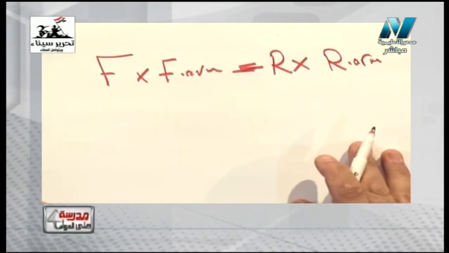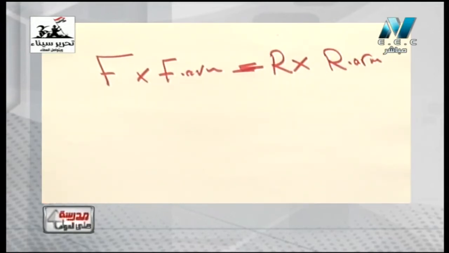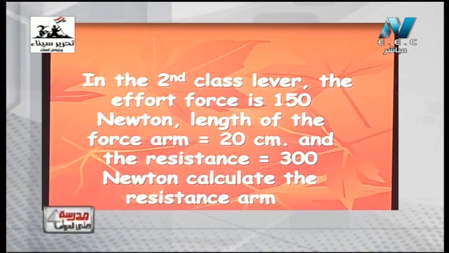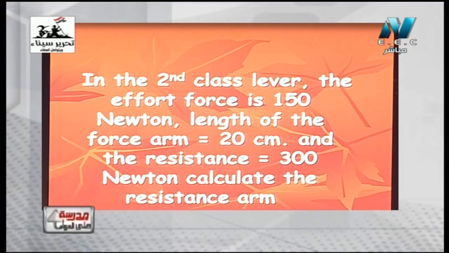Effort force by effort force arm, equal the resistance by the resistance arm. So now, what's after that? The problem says, in the second class lever, the effort force is 150 newton, so I can write 150 under effort force. The length of the force arm is 20 centimeter.